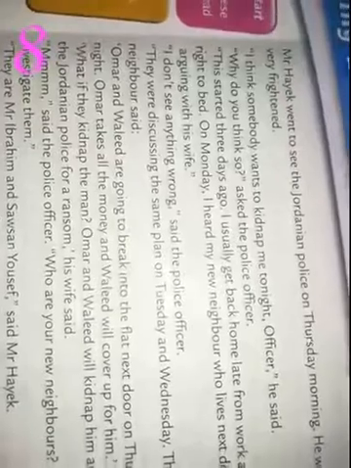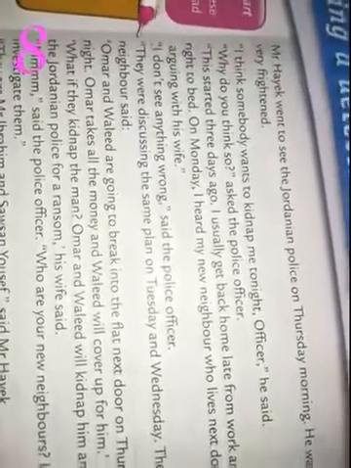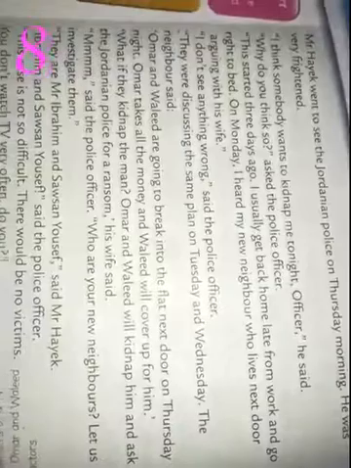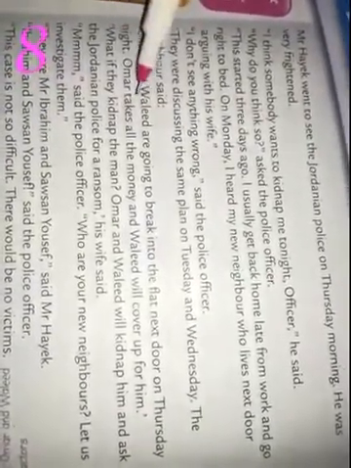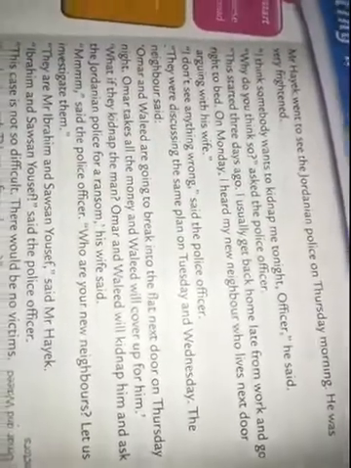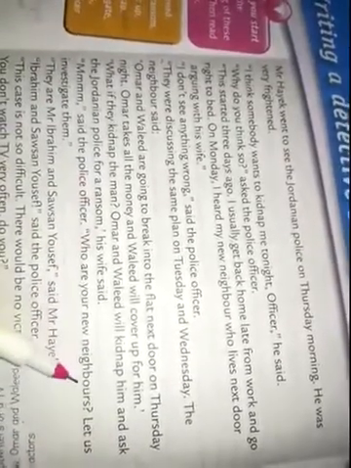"I don't see anything wrong," said the police officer. "They were discussing the same plan on Tuesday and Wednesday. The neighbor said, 'Omar and Walid are going to break into the flat next door on Thursday night. Omar takes all the money and Walid will cover up for him.' What if they kidnap the man? Omar and Walid will kidnap him and ask the Jordanian police for a ransom. They want to ask for a ransom. His wife said," said the police officer, "who are your neighbors?"